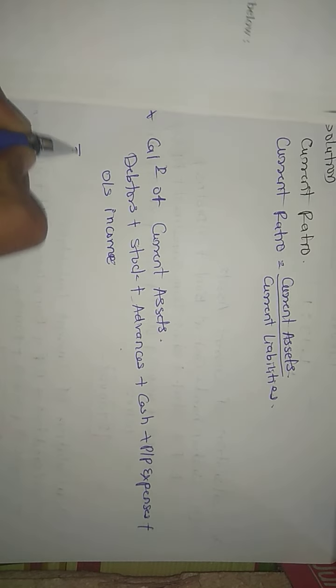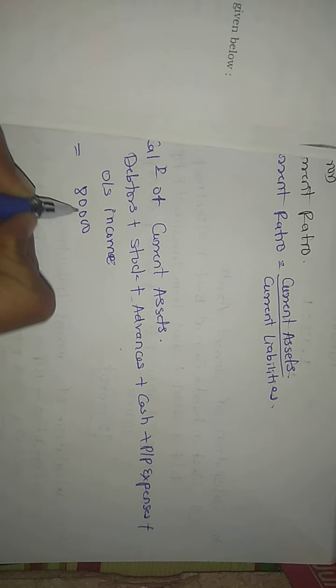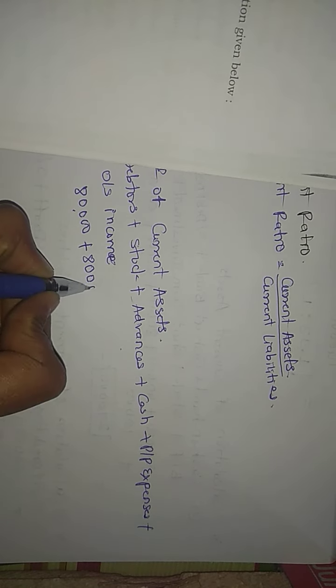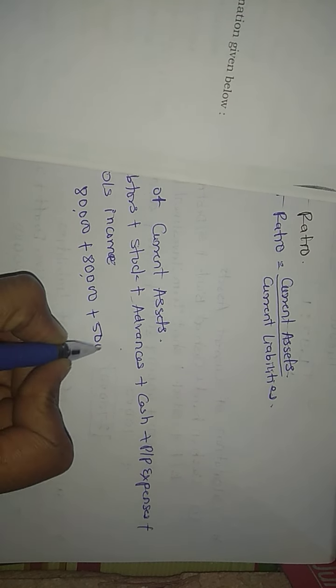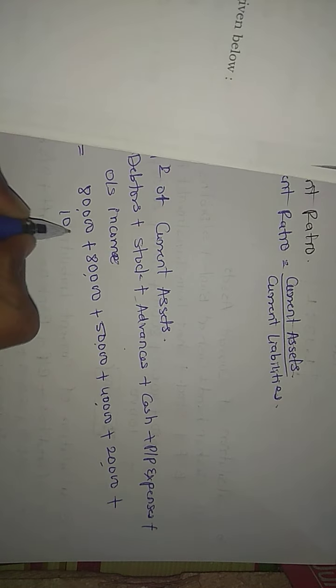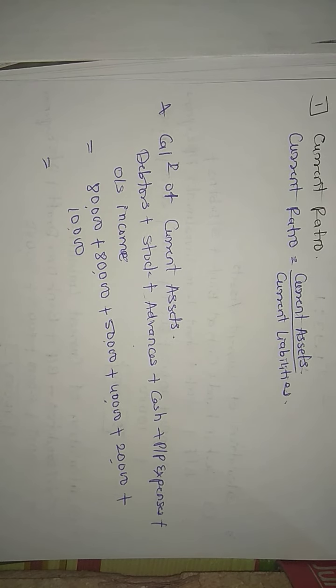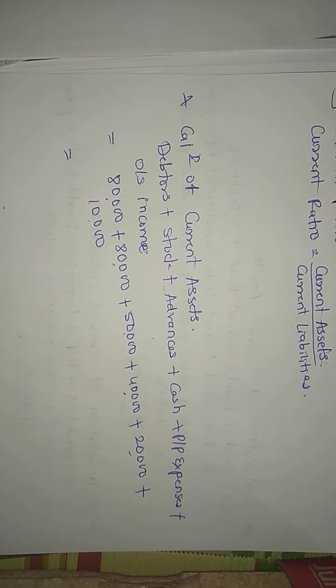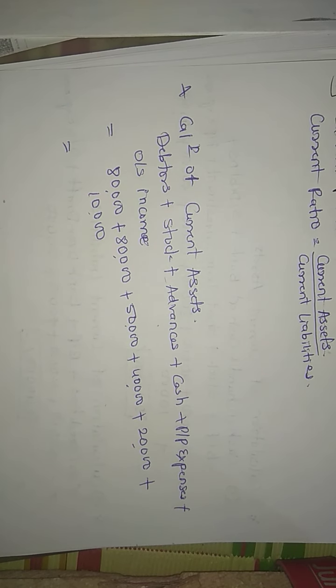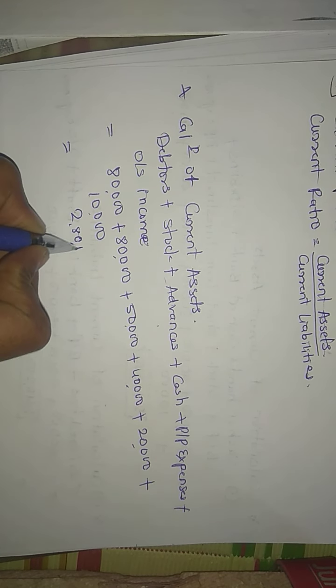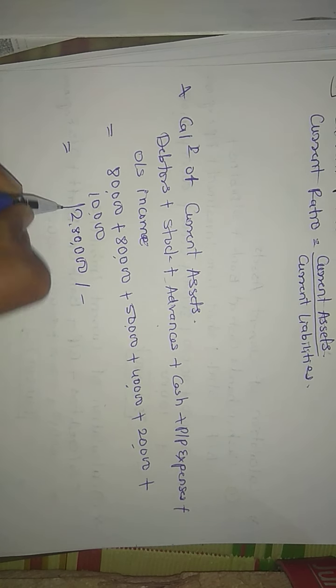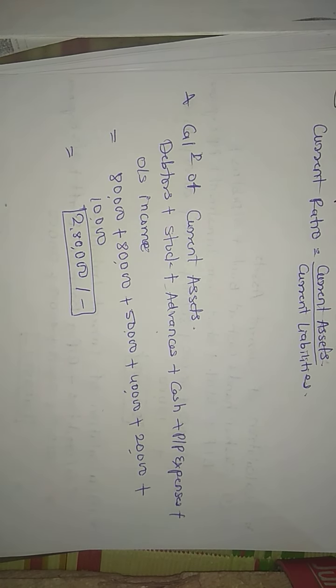Now add these items' values. 80,000 plus 80,000 plus 50,000 plus cash item 40,000 plus prepaid expense amount 20,000 plus outstanding income amount 10,000. By adding all these items we get the total, that is 2,80,000. These are all items of current assets.